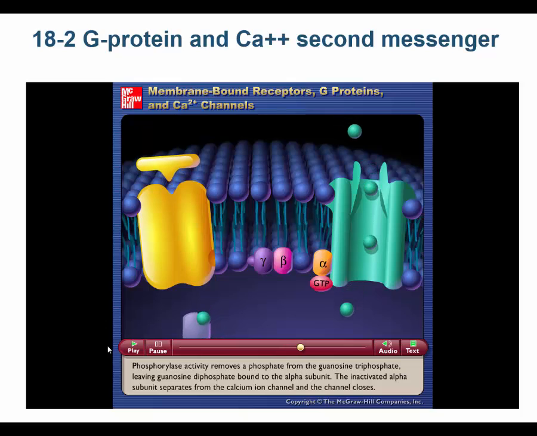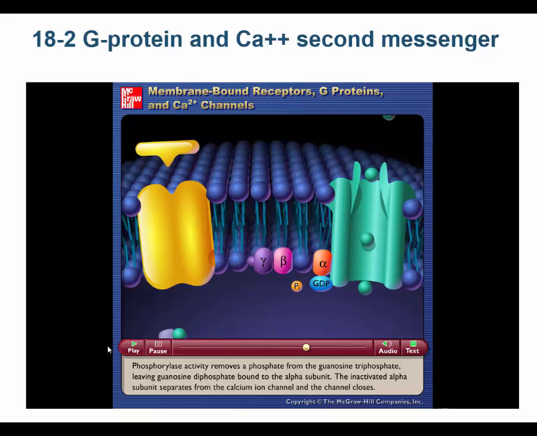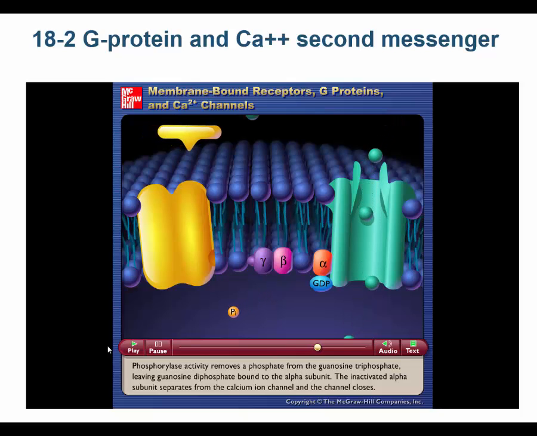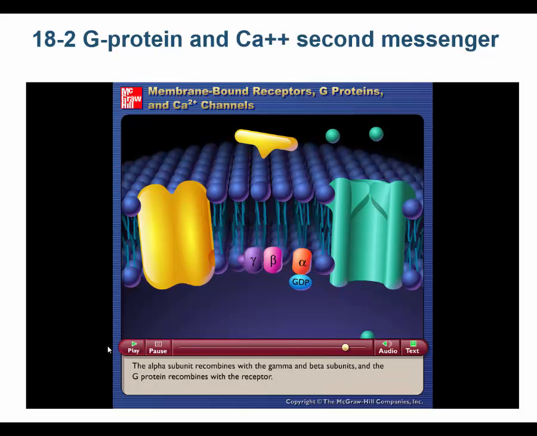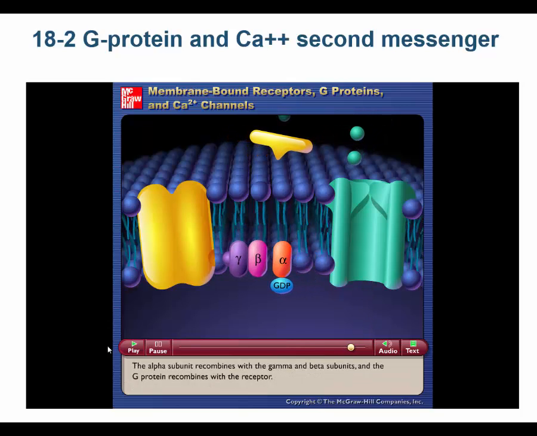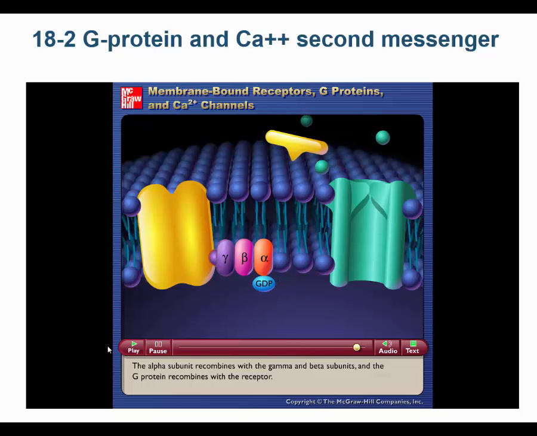Phosphorylase activity removes a phosphate from the guanosine triphosphate, leaving guanosine diphosphate bound to the alpha subunit. The inactivated alpha subunit separates from the calcium ion channel and the channel closes. The alpha subunit recombines with the gamma and beta subunits, and the G protein recombines with the receptor.